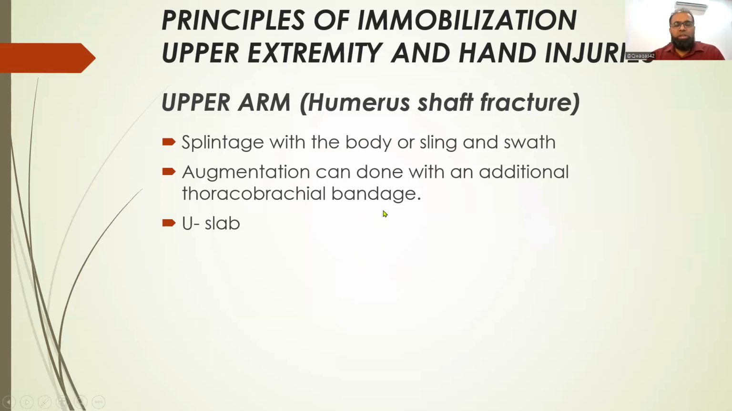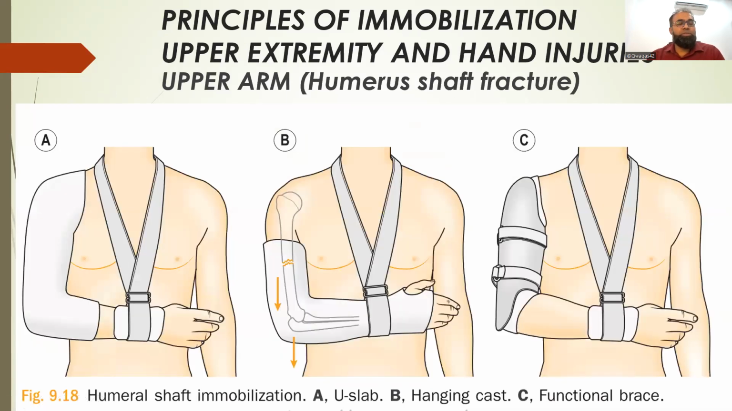And in case of humerus shaft fracture, what are the options? So you can have a U slab initially, and you can even have a hanging cast. And when there is some union, you can apply a functional humeral brace.